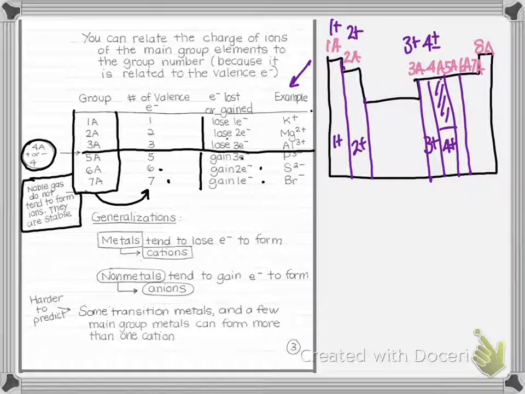Then 5A, now once I get to the middle, so it's 1+, 2+, 3+, you can think 4+ or minus. Now we start the 3-. So these guys are 3-. These guys are 2-. These guys are 1-, and then the noble gases are 0.